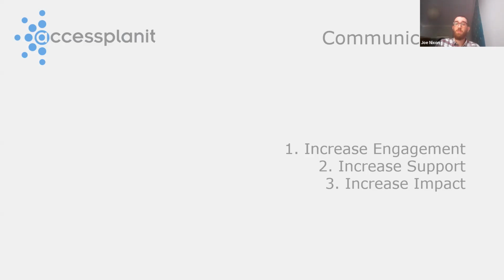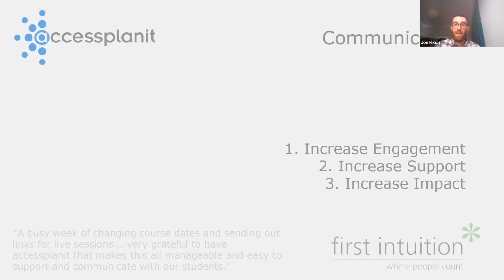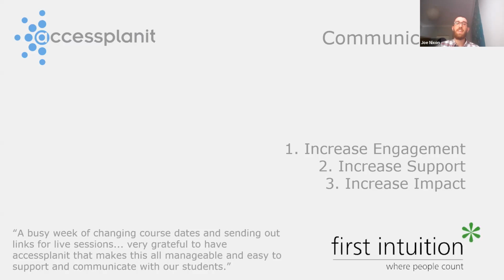In terms of increasing support and increasing impact, there's a really good case study on our website currently about First Intuition. And they came to us at the start of COVID. They train around 7,000 people per year, across around 16 training centres. Obviously, same boat as everybody else, no longer able to deliver face-to-face. And so they identified 2 points that they needed to make sure they could do effectively. And that was ensuring that they made that switch from classroom to virtual smoothly. So how do you do that?